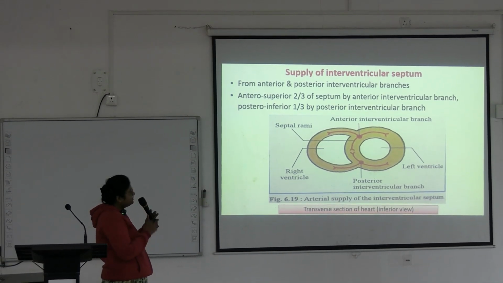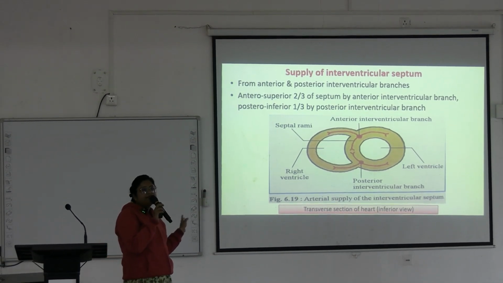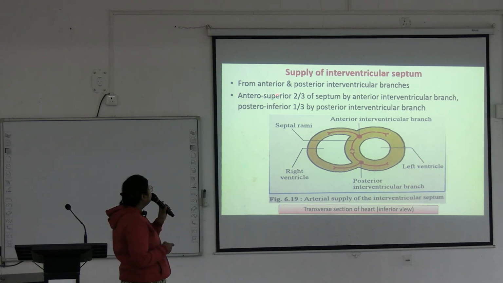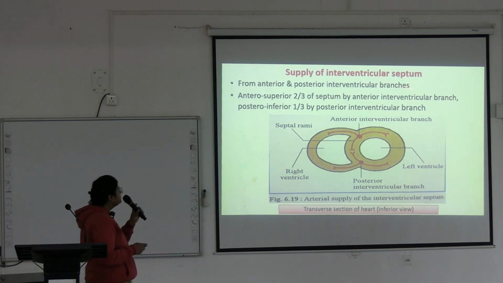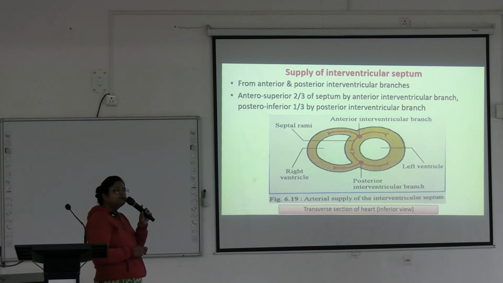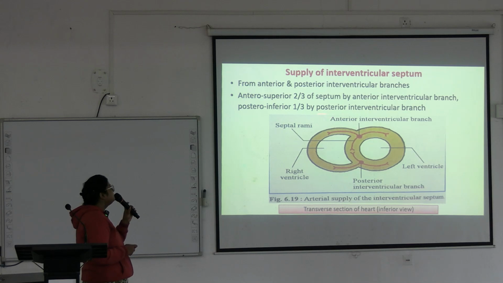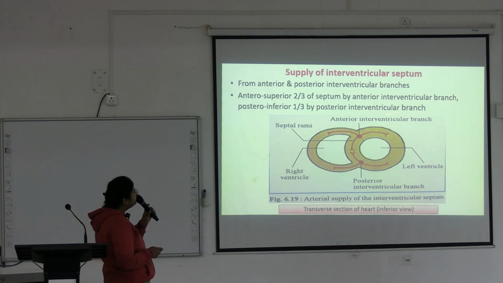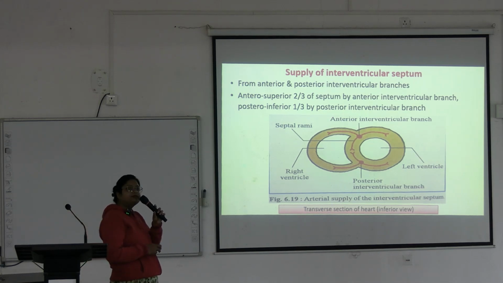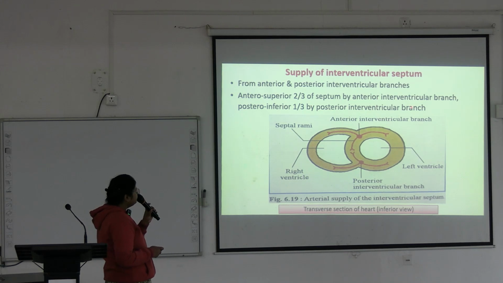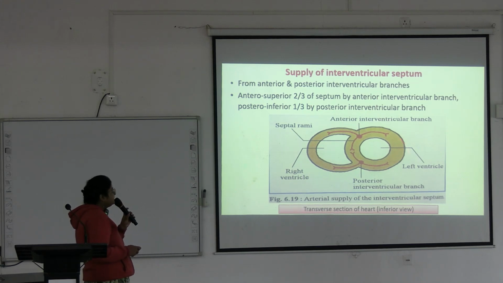Now this is asked in your viva, very important: blood supply of the interventricular septum. From anterior and posterior interventricular branches, it is getting its supply. Anterior 2/3 of the septum is supplied by anterior interventricular branch, which comes from left coronary, and posterior inferior 1/3 by the posterior interventricular branch, which is coming from the right coronary artery. Okay. So you practice a schematic diagram like this.